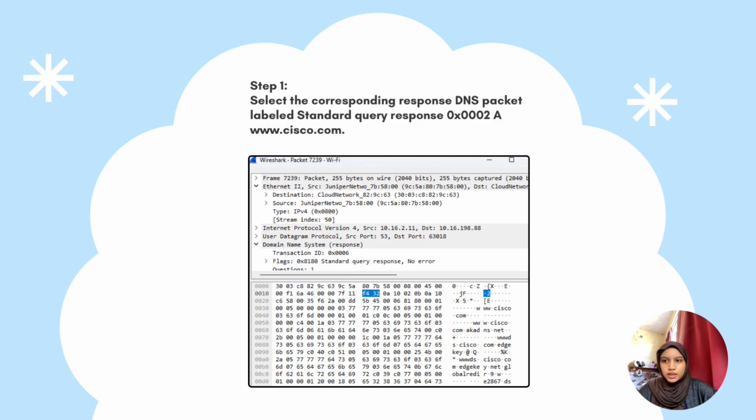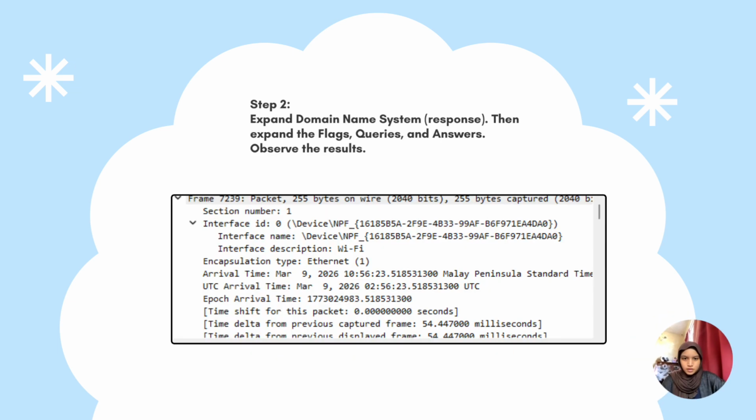Next, we expanded the flags, queries and answers section within the packet details to observe the DNS response behavior. We check if there were any signs of manipulation, such as unusual flags or unexpected responses. Next, we expand the Domain Name System response section. This helps us see the flags, queries, and answers in the DNS response.